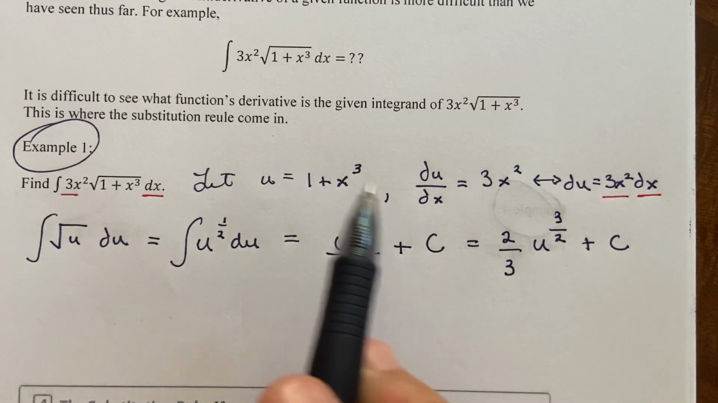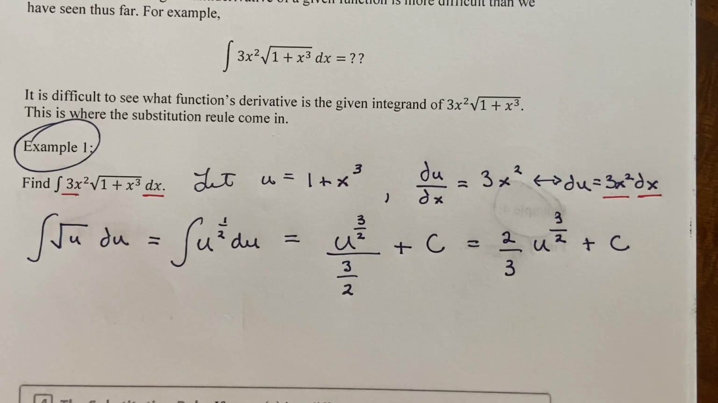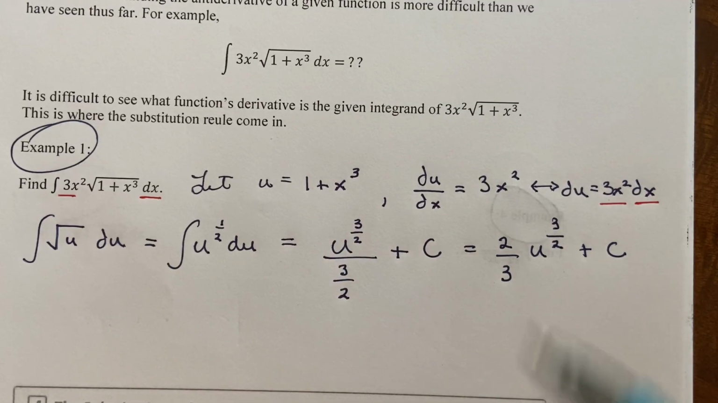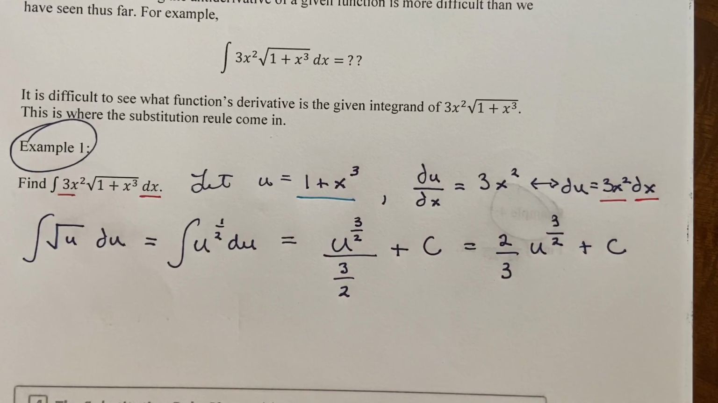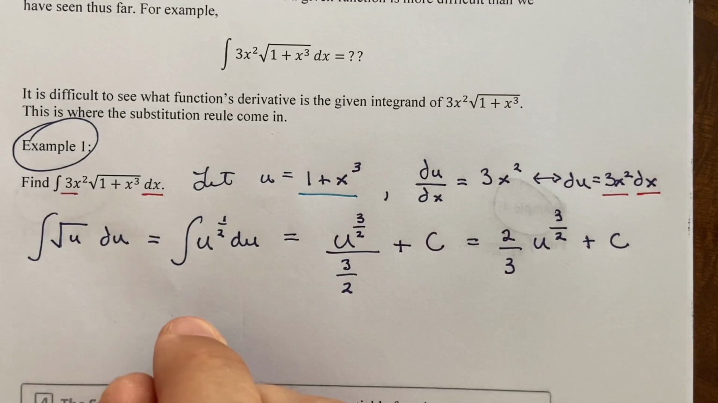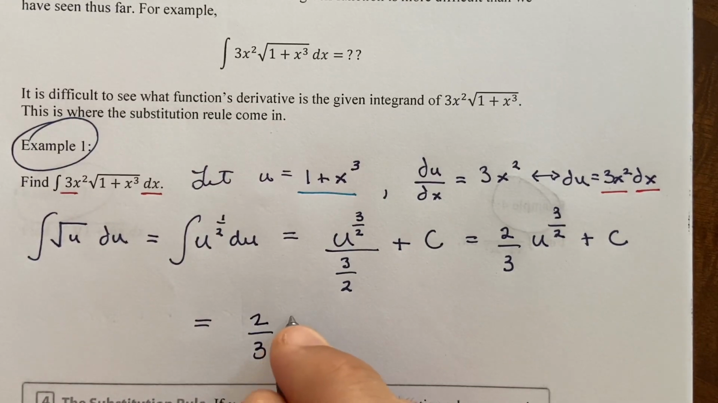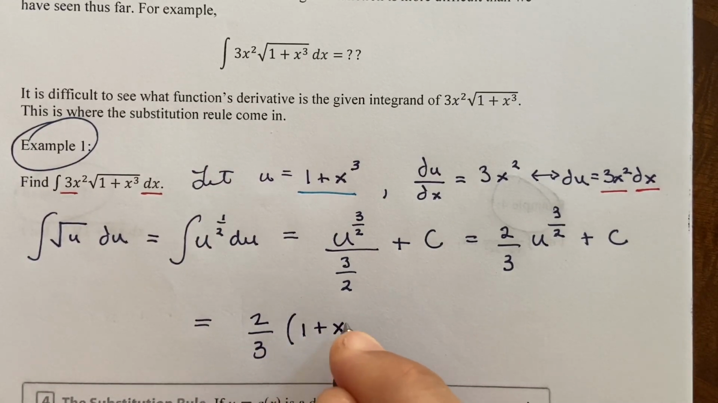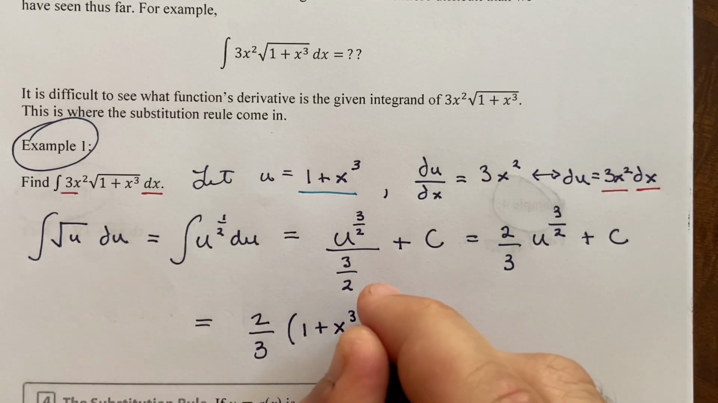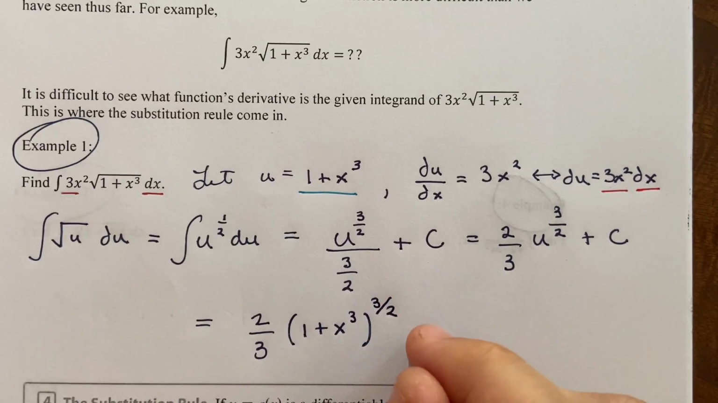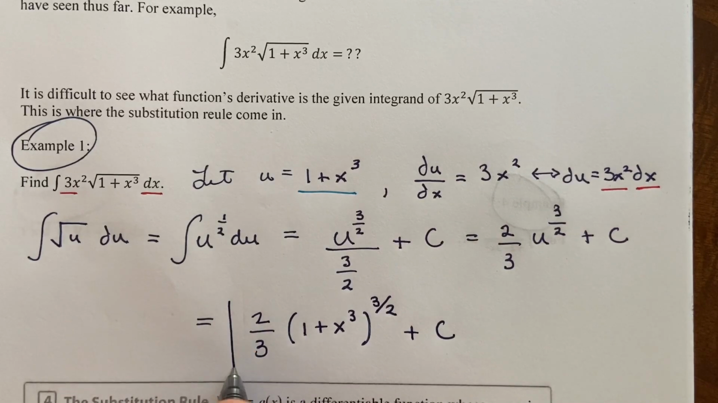And now what we do is we use our substitution in reverse. So now I'm going to replace u with 1 plus x cubed. So we would have 2/3 times 1 plus x cubed raised to the 3/2 plus c.